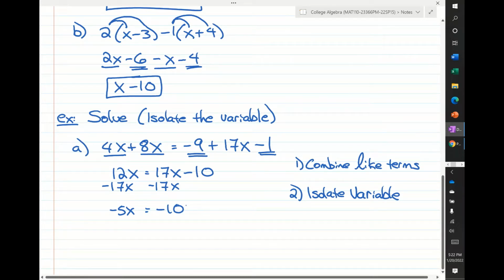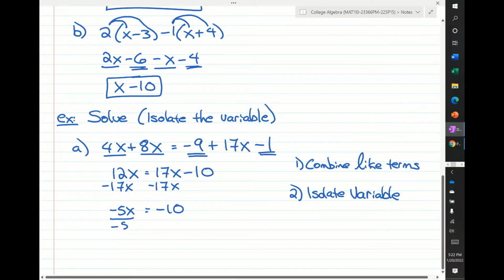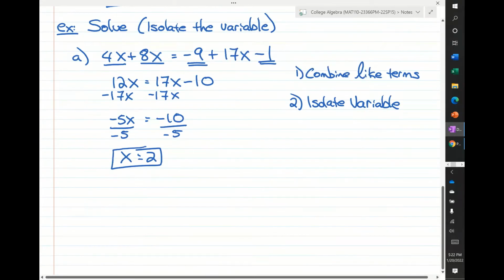X is almost by itself. The negative 5 is in front. We're multiplying negative 5 times x. The opposite of that would be to divide by negative 5. And we get x is equal to 2. That's what we're talking about when we're solving.